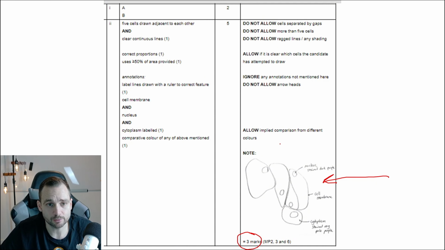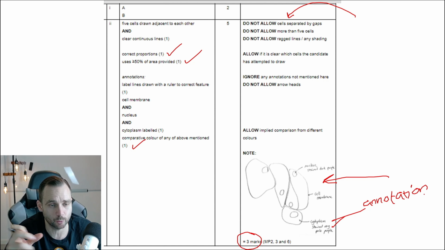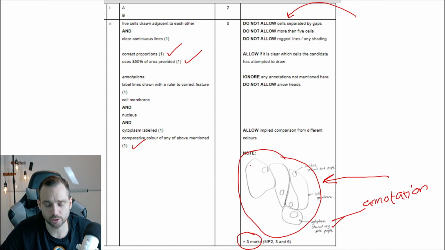So for marking point 6, they have mentioned the colour. That is an example of an annotation. So the difference between a label and annotation: a label is stating the name of what you're observing, and annotation is detail surrounding it. So you might say the cytoplasm, and then your annotation maybe, contains enzymes for metabolic reactions. They've also been given marking point 2 because they have drawn some cells to the correct proportions, and they've used over 50% of the page.